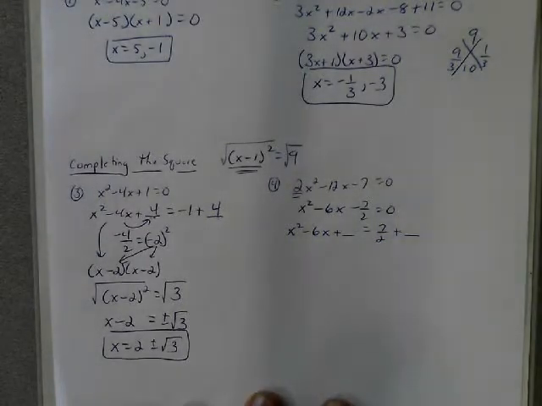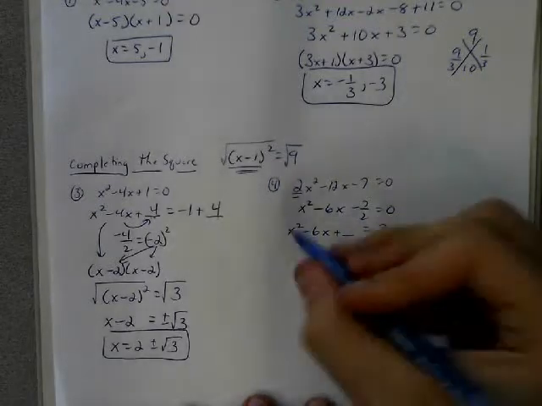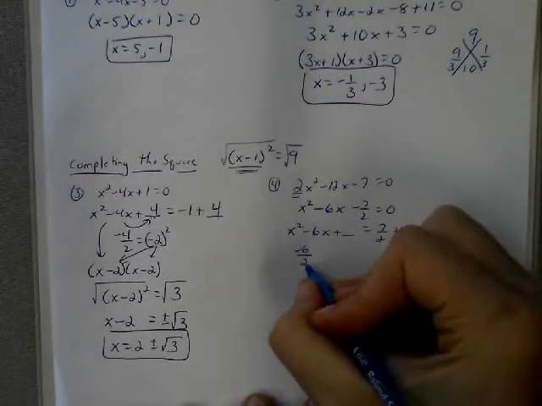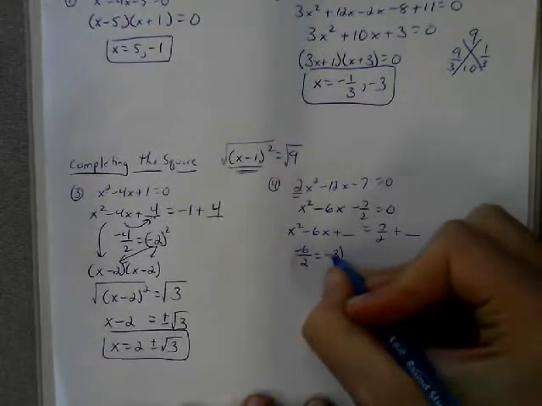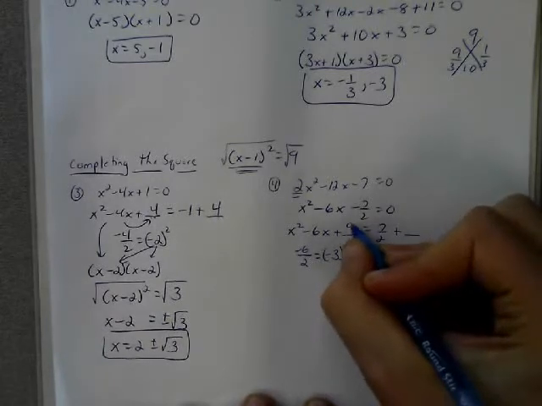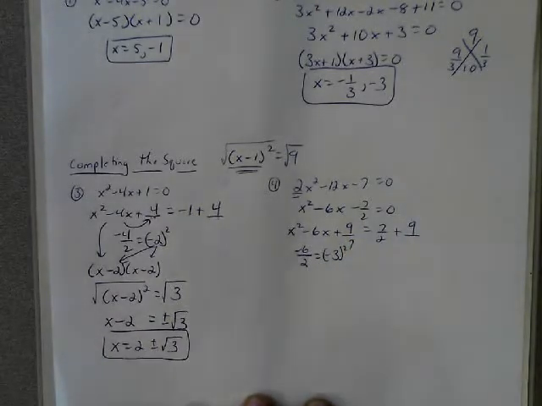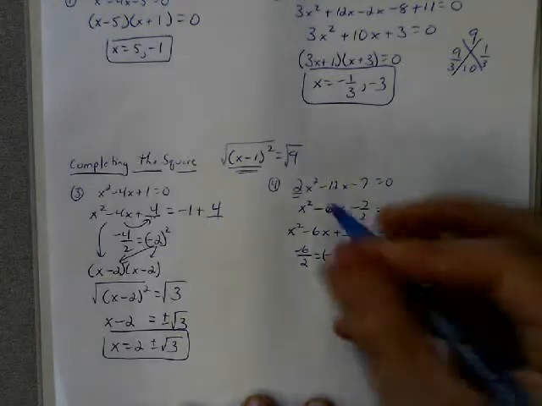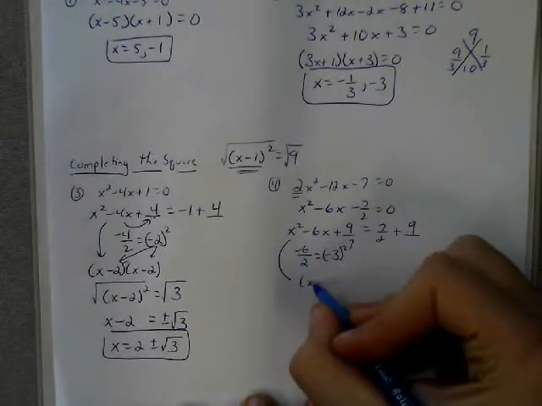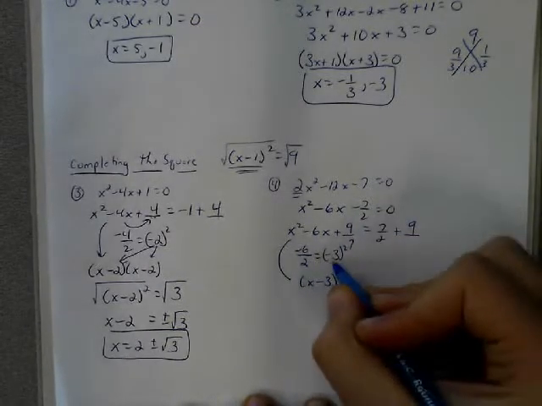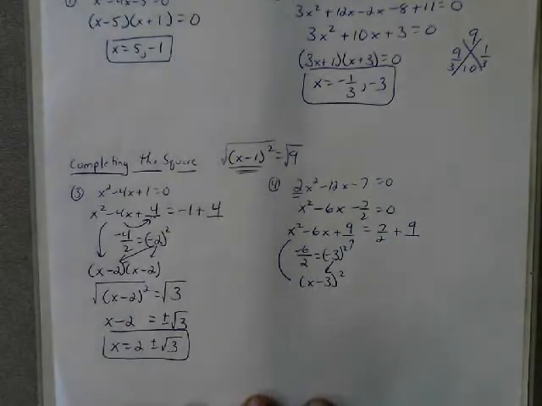And add the 7/2 to the other side. We can take -6 divided by 2 to get -3. Square it, you get 9 in the first blank, 9 in the second blank. We can now factor this to (x - 3) squared. Again, if you do it correctly, that number should match.